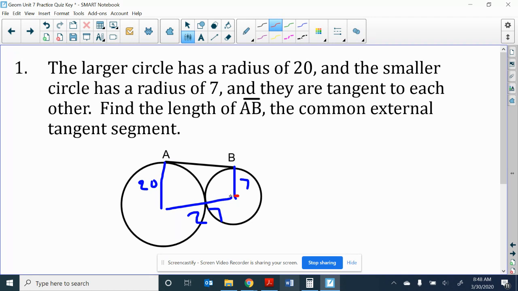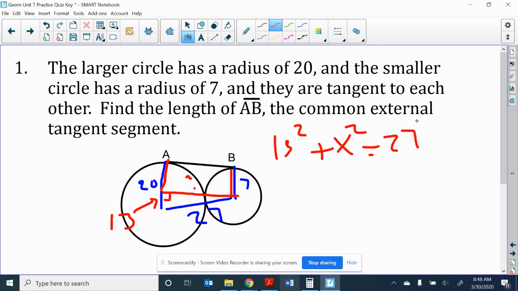And we go parallel to AB, like that. Where's my right angle? My right angle is right here. If this is 7, that's 7, and this thing here is 13. So I'm going to now use the Pythagorean theorem to find my missing side there, which is the same as side AB. So 13 squared plus x squared is 27 squared.